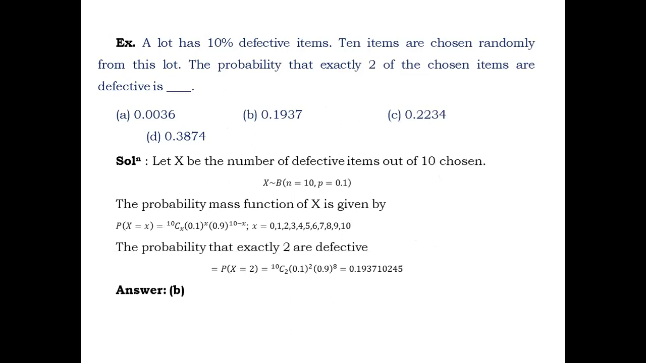Then, a lot has 10% defective items. 10 items are chosen randomly from this lot. The probability that exactly 2 of the items are defective is, so here X is the number of defective items out of 10, X follows binomial with n equal to 10, and p is the probability that a particular item is defective. So 10% defective, so 10 by 100, that is 0.1. Then the probability mass function is given to us, and the probability that exactly 2 are defective is 10c2, 0.1 to the power 2, 0.9 to the power 8, and as such, this is the answer.